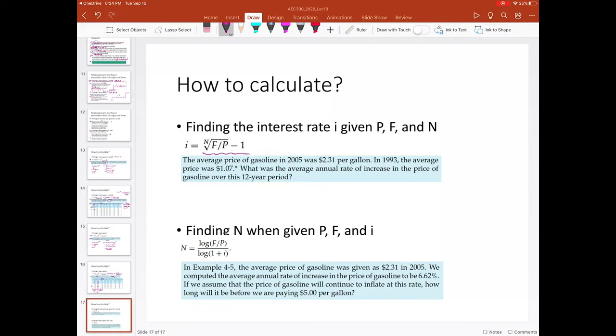So the average price of gasoline in 2005 was 2.31 per gallon. In 1993, look at this, that's the earlier time, and 2005 is the later time, okay? So you have two time spots. Which means the value of the gasoline in the later time is going to be your F, and the price for the year 1993 is going to be your P.